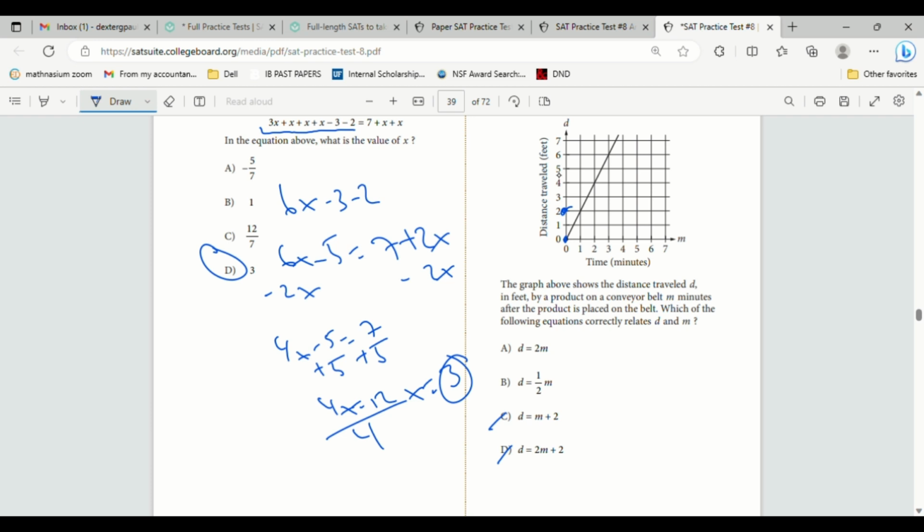And now it's all just down to figuring out the slope. And so the slope, we can look between any 2 points. For example, the origin and this point right here, 1, 2. If we go up 2 over 1, so slope is 2. So 2 is A.